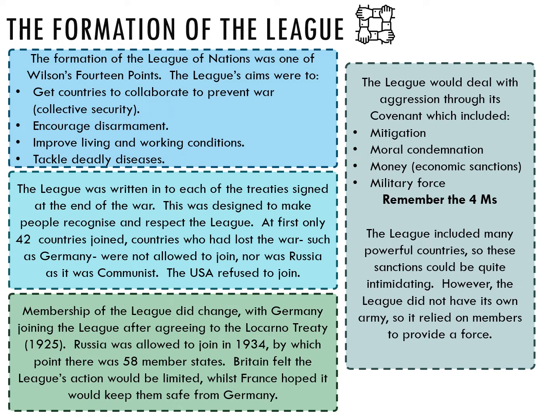The League would deal with aggression through the covenant, which included education, moral condemnation, money or economic sanctions, and military force. These are the four M's. It included many powerful countries, so these sanctions could be quite intimidating. However, as the League didn't have its own army, it relied on members to provide support.